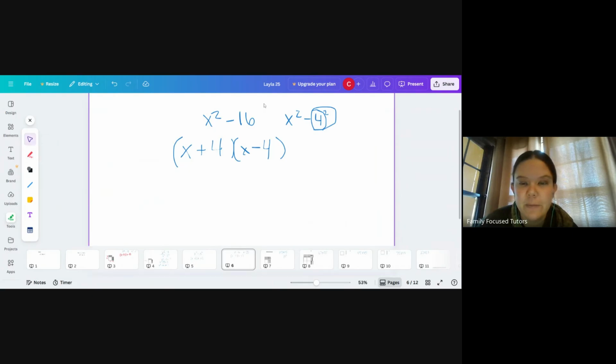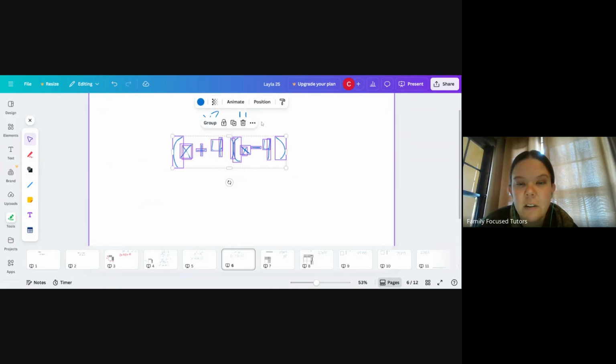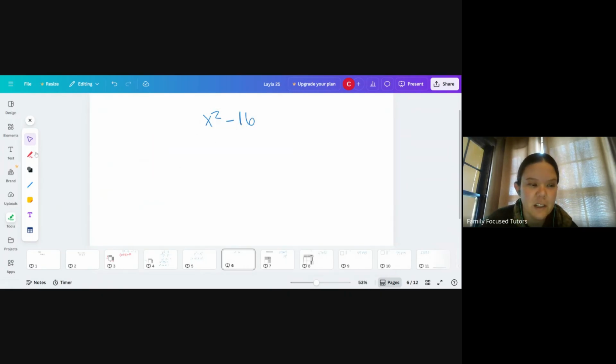Let's do it this way. Let me do this. I want to show you with the AC method. Okay. It'll work, I promise. So we don't have a b, except for we do have a b. Okay, it's just not there. So this is actually x squared plus 0x minus 16.